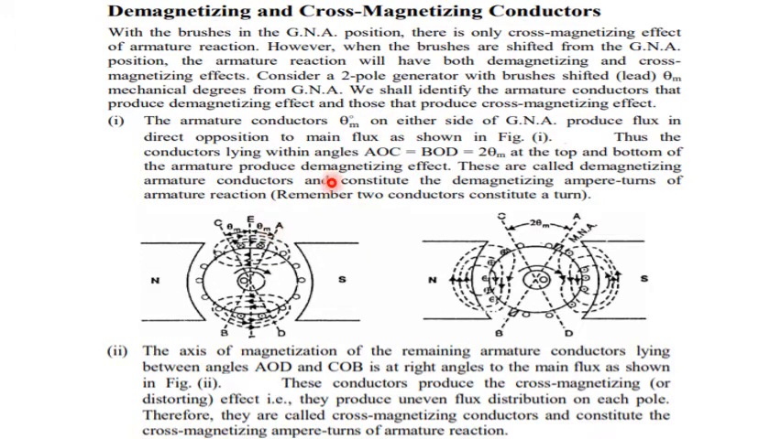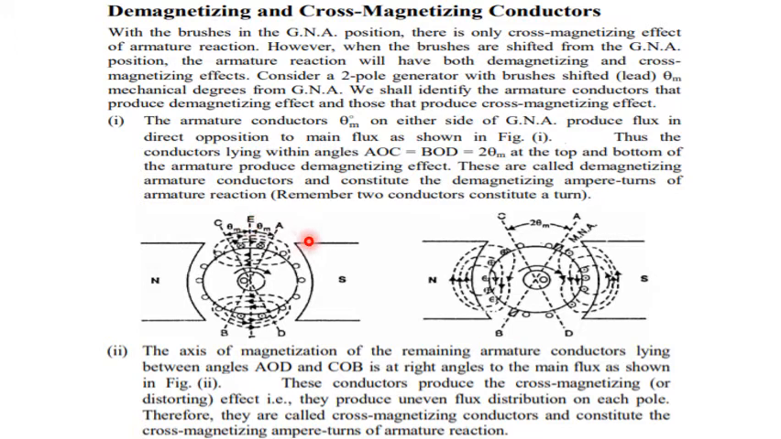Now let us consider a two-pole generator with the brush shifted by some angle. This is the GNA, and the brush is shifted by a mechanical angle, theta m degrees from the GNA. We shall identify the armature conductors that produce the demagnetizing effect and those that produce the cross-magnetizing effect. You know what the angle is here, this is theta m. If it further moves in the anti-clockwise direction, again there will be the angle, that is the mechanical angle, theta m.